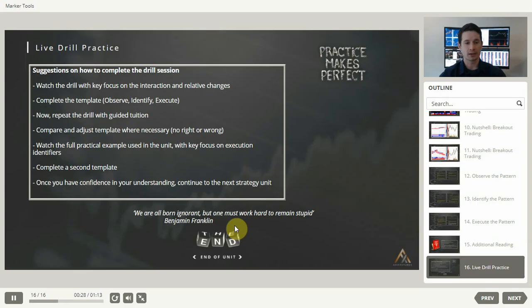Now before we move on, a lovely little quote from Benjamin Franklin. We are all born ignorant, but one must work hard to remain stupid. Okay, it's a fantastic quote, and why I like it is that it really pushes home this idea that unless we have a growth mindset, unless we're willing to continuously be learning, growing through failures, through trying things, unless we're willing to do this, we're going to forever remain ignorant. So in order to be that little bit less ignorant, you're going to have to be willing to grow.